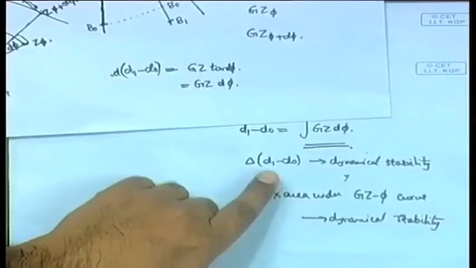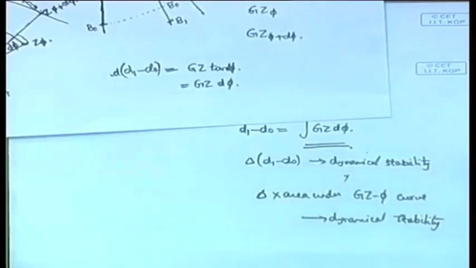Therefore we cannot really study the whole thing in a steady fashion. The only way you can study it is by using energy. You say that the amount of energy provided by the wind is equal to the amount of energy going to heel the ship, and from that you can find phi. That much heeling is produced due to the wind that acted for 10 minutes; that much energy has gone to heel the ship, and from that you can get phi.